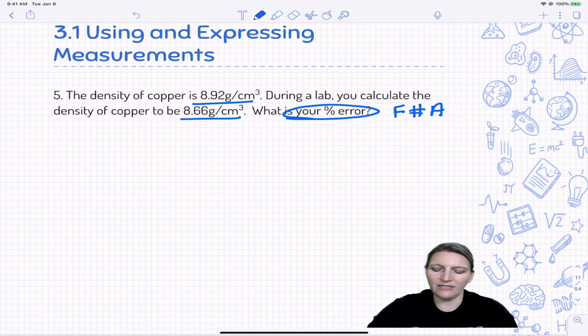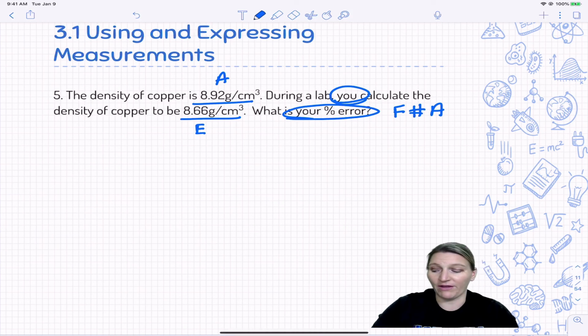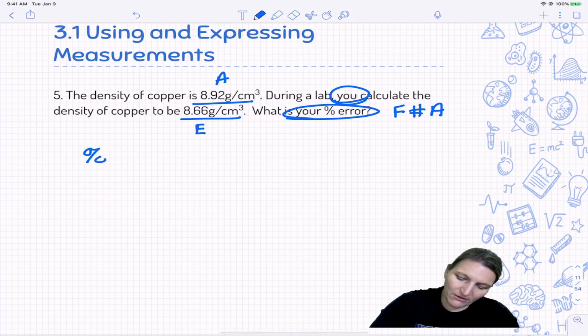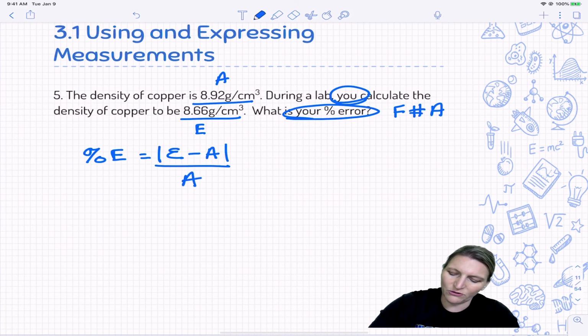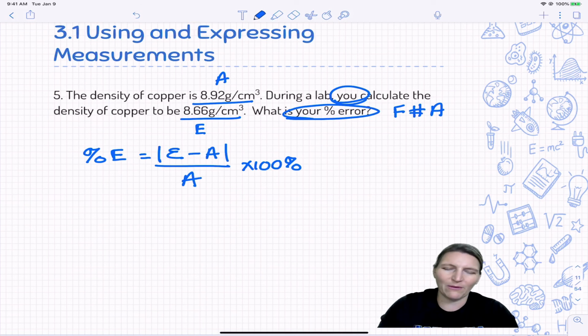It says the density of copper is, so this is my actual value. You calculate, so this is my experimental value. So my formula for percent error is the absolute value of the experimental value minus the actual value over the actual value times 100%. Always remember that the actual value comes twice in a row. That's how I remember which one goes on the bottom.